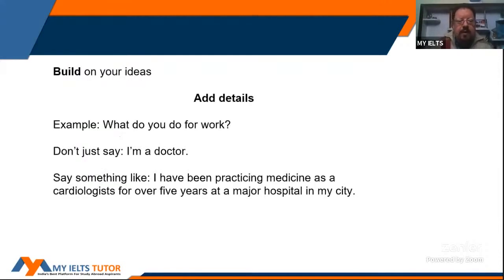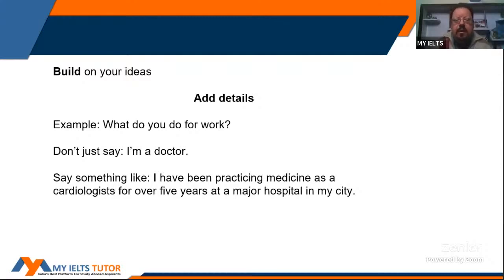So now I talk about details here. And one of the problems with students is they don't know how to extend their answers. They don't know how to build on their answers. And this is where adding details is important.